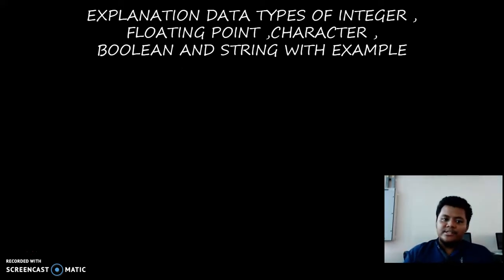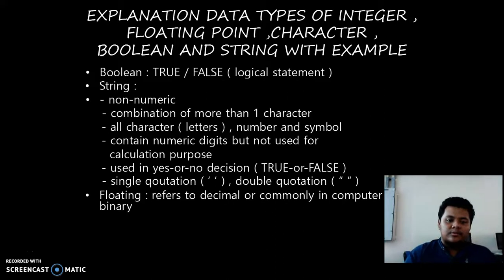Explanation of data types: integer, floating point, character, boolean, and string, with examples. Boolean: true or false, a logical statement. String: a non-numeric combination of more than one character. All characters, letters, numbers, and symbols; it may contain numeric digits but they are not used for calculation purposes. Used in yes or no decisions, or true or false. Single quotation and double quotation.